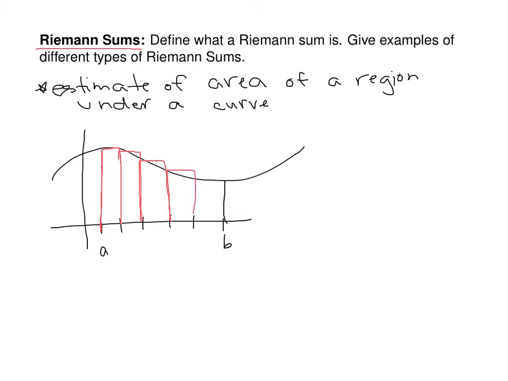And then you know how to find areas of rectangles, and you add them all up, and that gives you an estimate of your area. So that's what a Riemann sum is in general. So Riemann sum encompasses all the different kinds: left sums, right sums, midpoints. Even the trapezoid rule is an example of a Riemann sum.